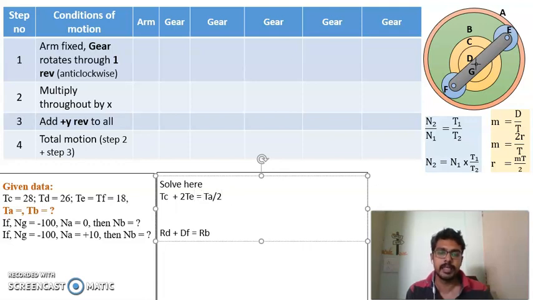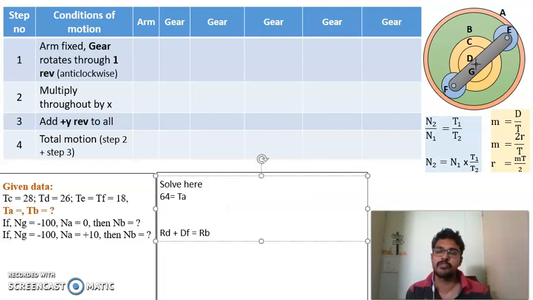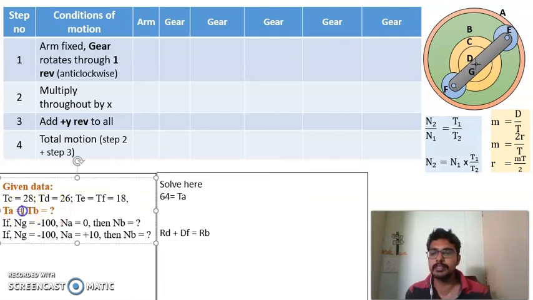number of teeth on gear C plus 2 times the number of teeth on gear E is equal to the number of teeth on gear A. Now the number of teeth on gear C is equal to 28. The number of teeth on gear E, from the given data, is equal to 18. How much is this? 28 plus 2 into 18, which should be equal to 64. So the number of teeth on gear A is equal to 64. I will make a note here.